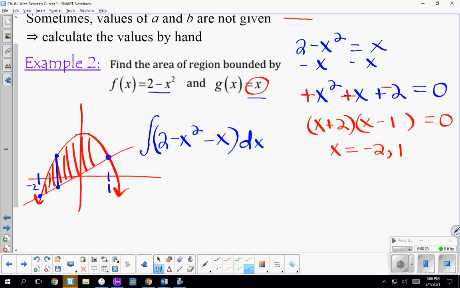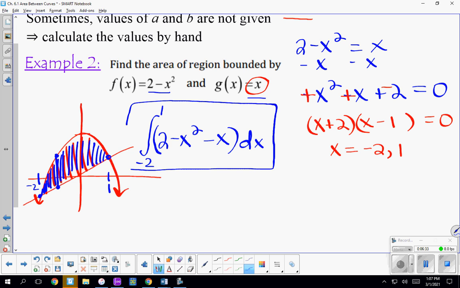My very first one starts here at negative 2, and I'm going to add these together all the way till I get to 1. So negative 2 to 1 is how I'm going to add those together. And this is what we would calculate to find the area of that region.